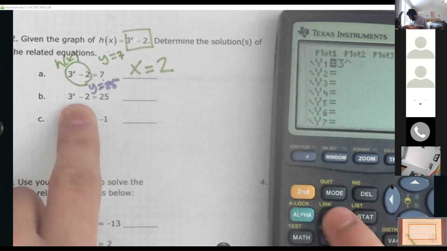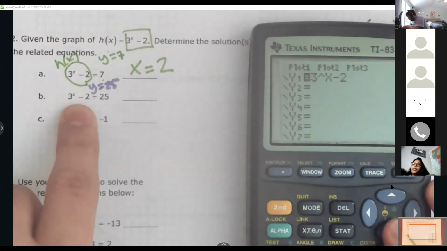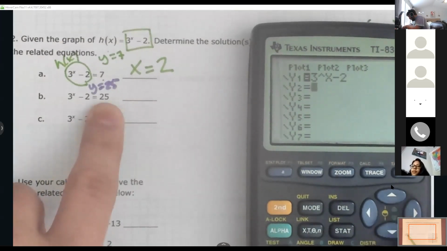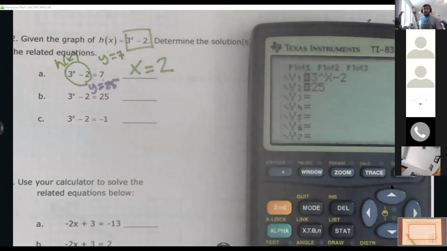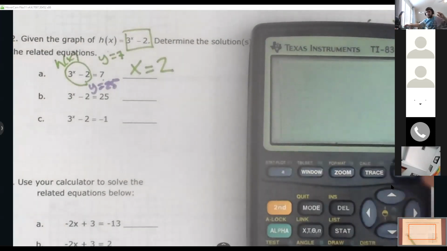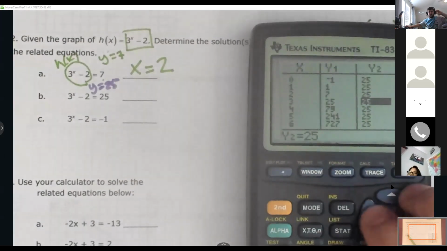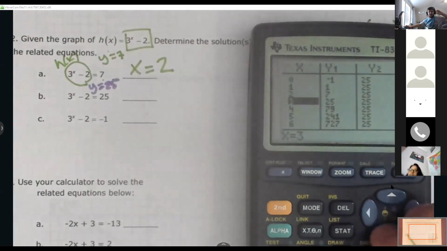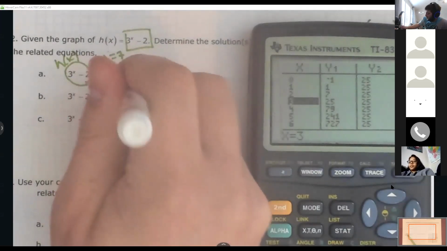3 to the x power minus 2. Like, the quality's terrible. Right here. Looking for where y1 and y2 are the same. That'd be 25. Yes, right. So that'd be 3. So x equals 3.